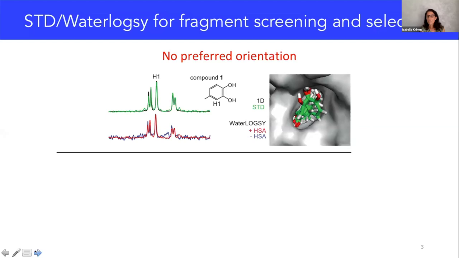Not only do you have information about the binding. For example, in this picture you see a very simple catechol fragment bound to serum albumin. This is just a model to show you that you can compare the intensity of your STD, which is in green, with the intensity of your normal 1D spectrum. Of course, the experiments have to be in exactly the same experimental conditions with the same parameters. If you compare the relative intensities, you have no difference between the STD and the 1D. The same is true for the WaterLOGSY in the presence or absence of the target.